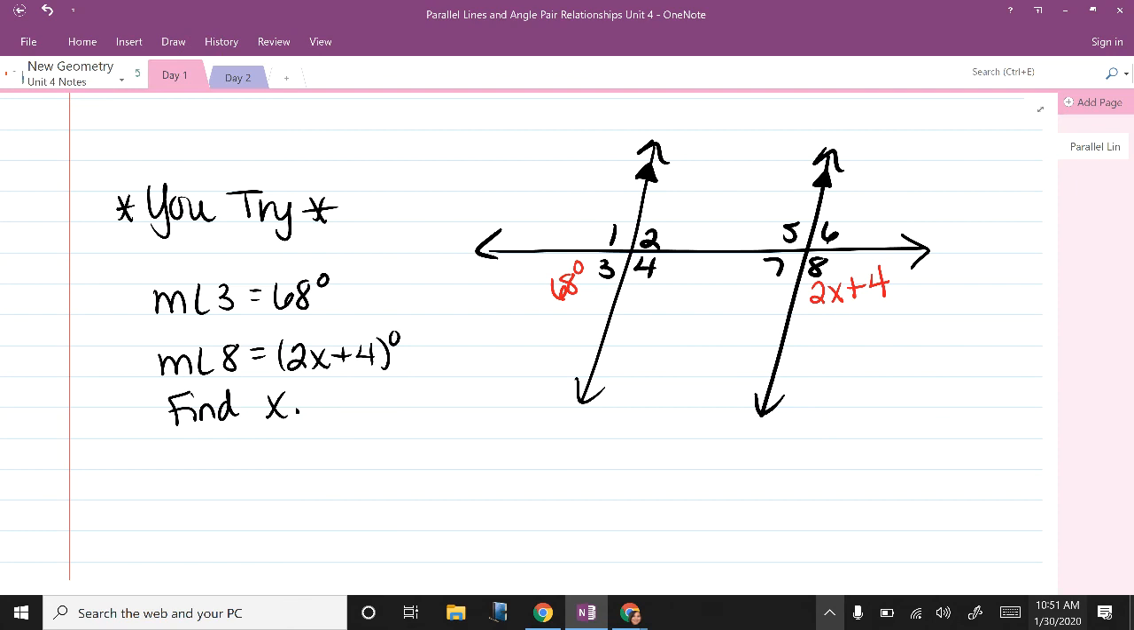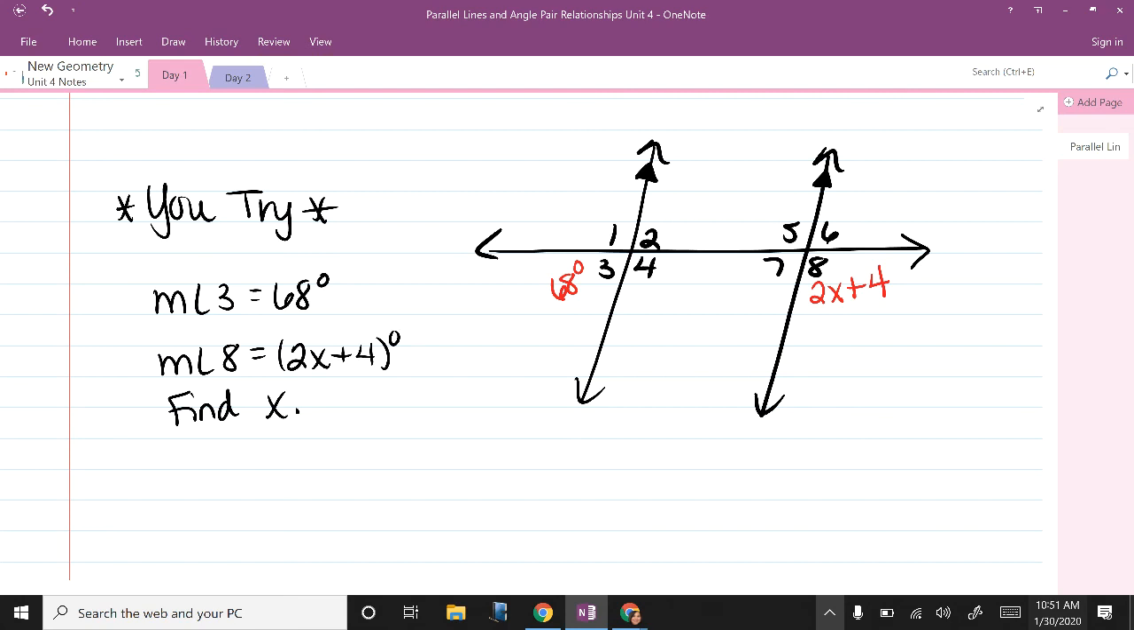Yes. He said that it makes a linear pair with angle 4. So if you subtract from 180 and you get angle 4, those are corresponding angles, so you can set them equal to each other. Is that what you did? See, that's perfect. That will work 100%.